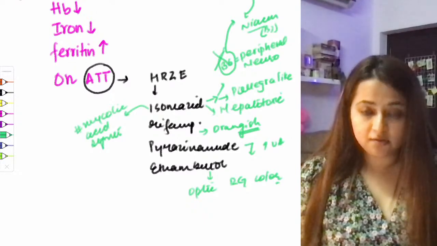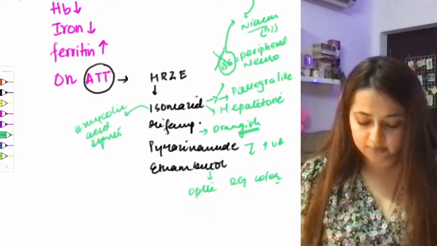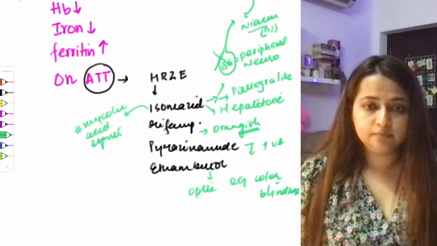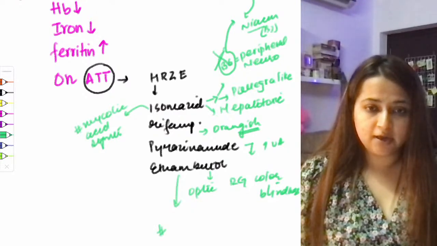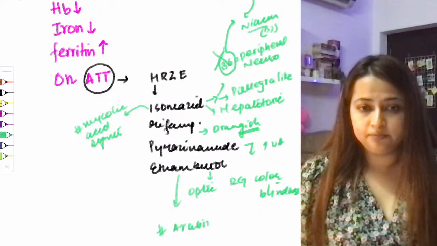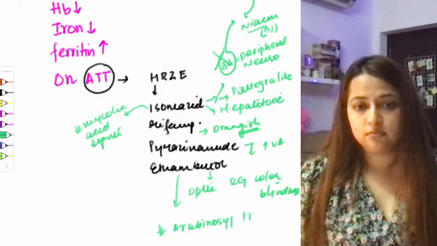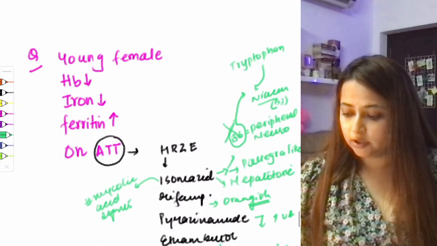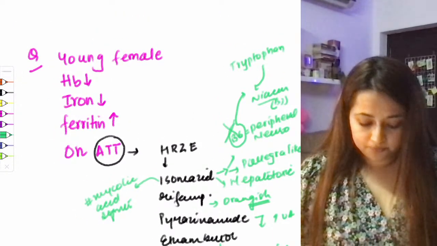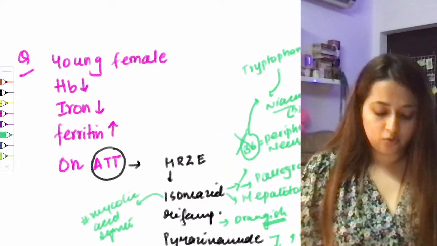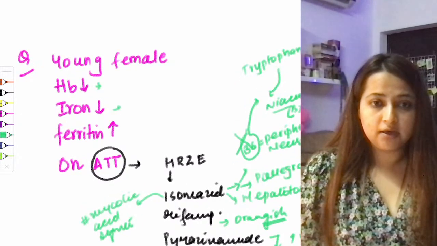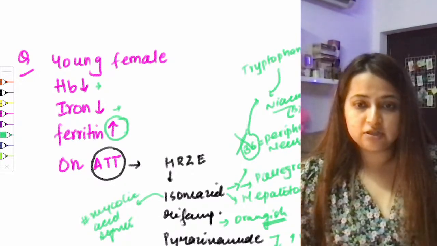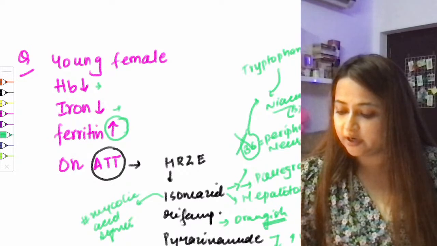So these should be on your tips. These are the keywords. These are the side effects of the anti-TB drugs. Red-green color blindness. And ethambutol works by inhibiting arabinosyl transferase. This is the enzyme that is being inhibited by ethambutol. Alright. Now moving on. So what we were seeing in this scenario was that hemoglobin is less, iron is less, ferritin is more. If it would have been iron deficiency anemia, what should have happened to the ferritin?